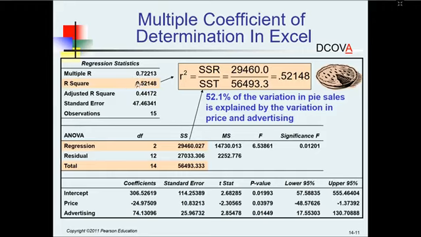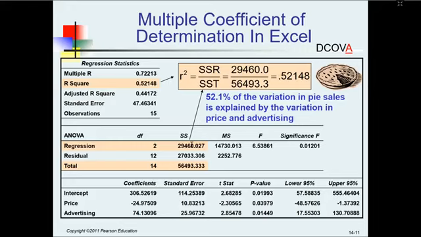Or if it is not given, and this one is given, you square this R. When you square 0.72213, it will give you the R squared, 0.52148. But in case this one is not given, and this is also not given, the R squared can also be computed from the second table here. That is the SSR, the regression sum of squares, divided by the total sum of squares. So when you divide this figure by this figure, it will also give you the R squared.